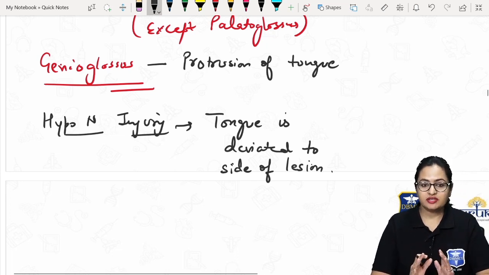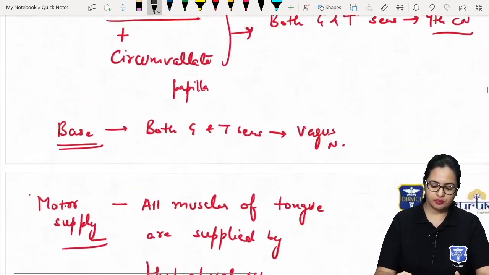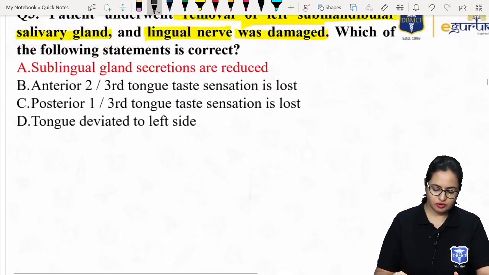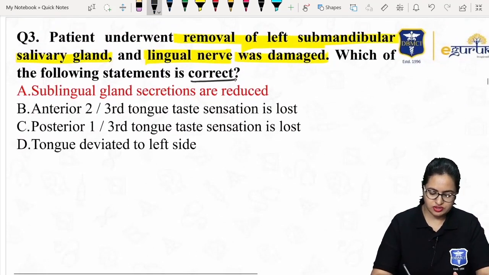So the tongue is deviated to the side of the lesion. This is found in hypoglossal nerve injury. Now let us come back to the options over here, if we have to choose which statement is correct.